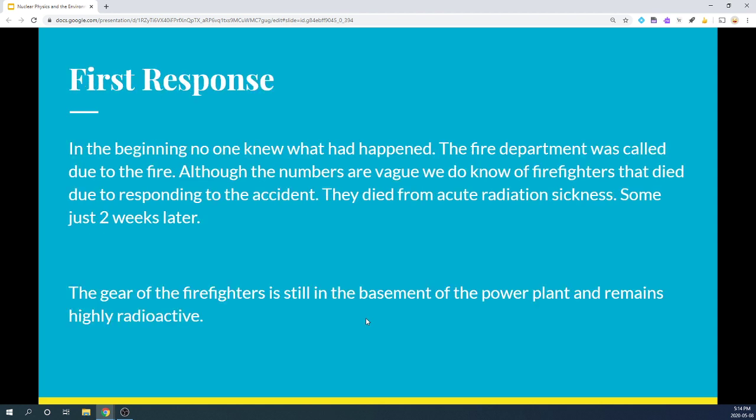Okay, so in the beginning, it wasn't well known what was happening, but there was a fire, so the fire department got called. And although it's kind of vague, the numbers here, we do know that a lot of the first responders, including the firefighters, actually died from what's called acute radiation sickness. This is not a process that takes very long. Some of these firefighters died just 2 weeks later. Their gear, you can see that it's still in the basement of the power plant and cannot be removed. It's very, very radioactive.